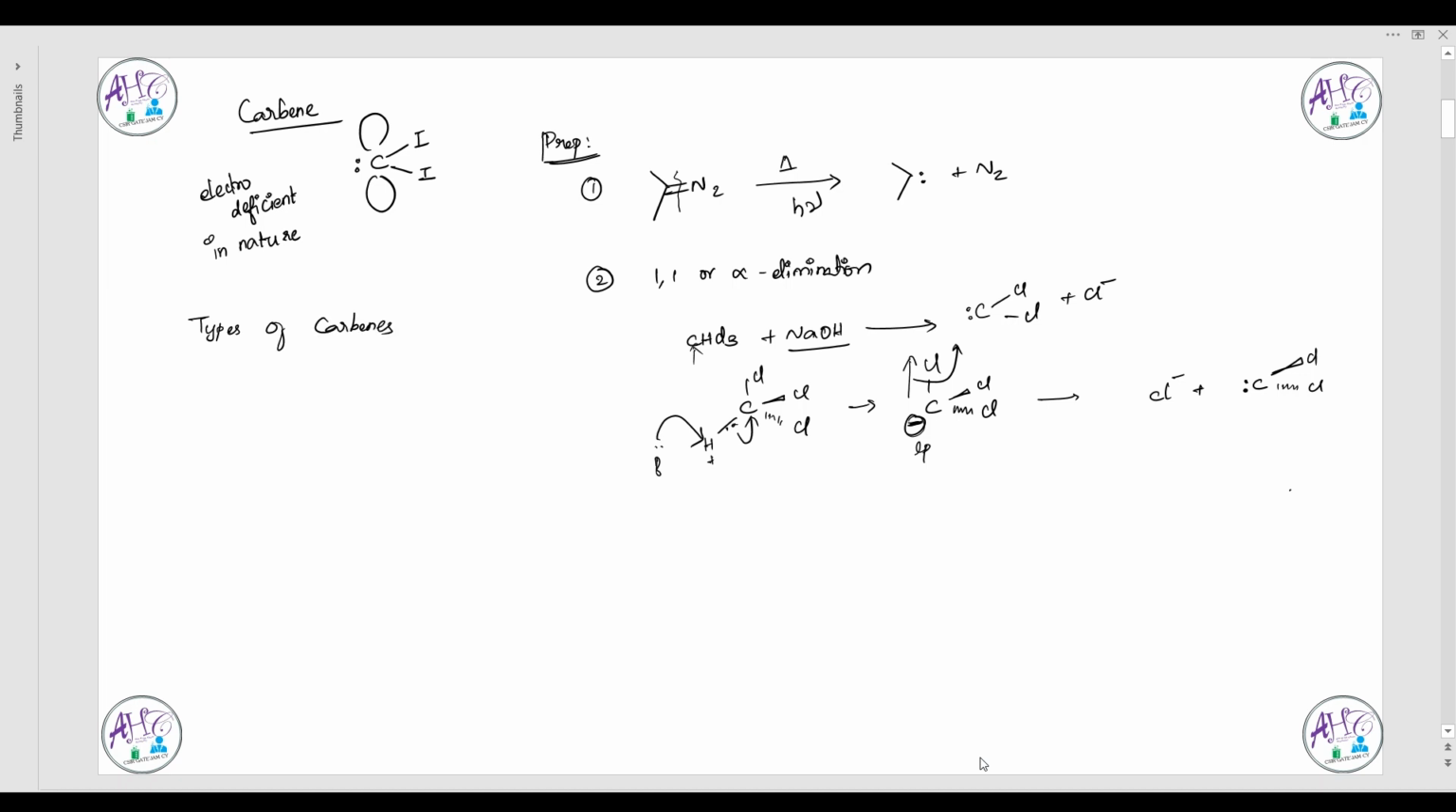So your carbene can be two types. It can be your singlet carbene or it can also be your triplet carbene.